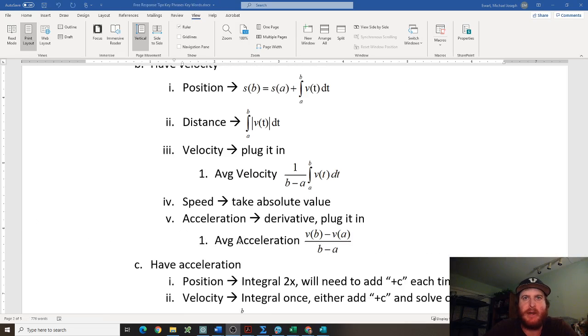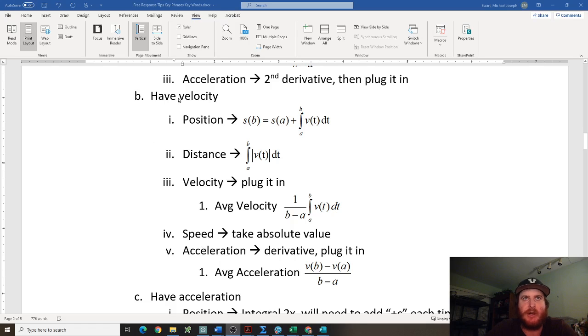Okay, so kind of what I added is if they ask you for acceleration, you start off with velocity. Normally, you're just going to take the derivative and plug it in. But if they ask you for the average acceleration, right, you're going to do v of b minus v of a over b minus a. If they ask you for the average velocity and you have velocity, you'll do 1 over b minus a.